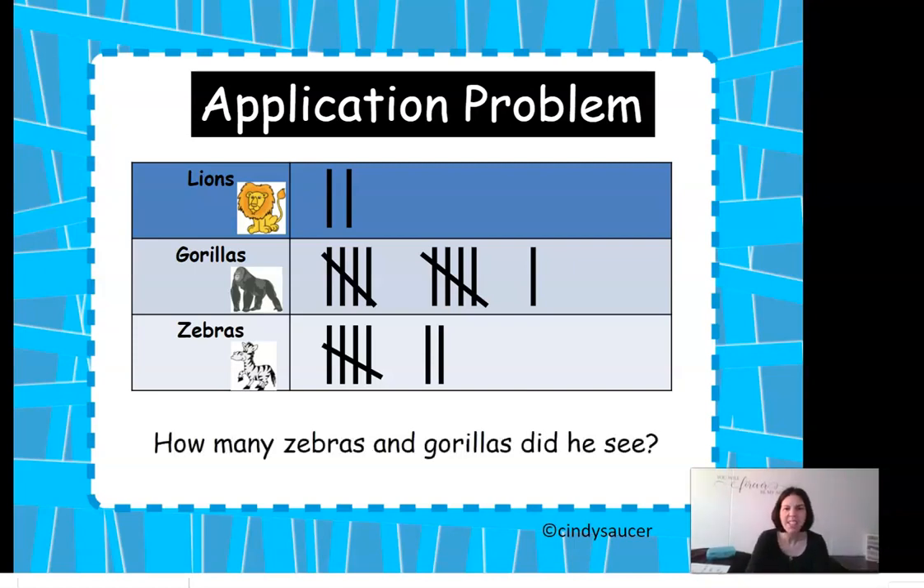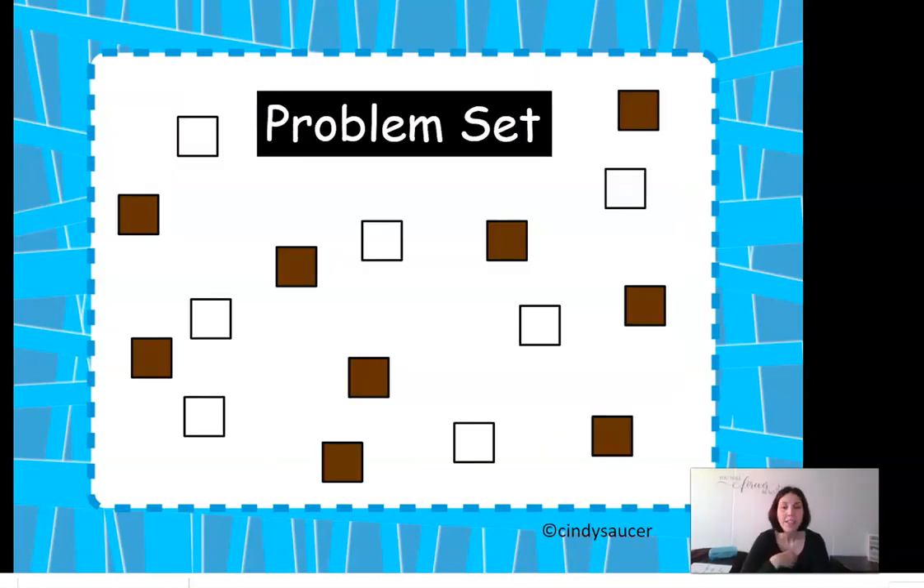7 zebras. How many zebras and gorillas did he see? So we have to add zebras and gorillas. And because we have these groups of 5 here, I'm going to count by 5s first. 5, 10, 15, 16, 17, 18. He saw 18 zebras and gorillas. Which one has the most? Gorillas has the most.